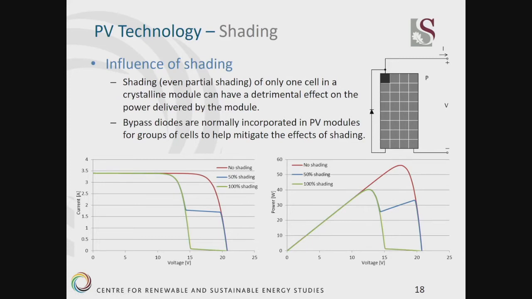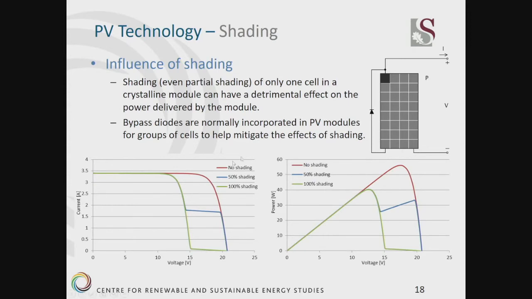A very important thing to consider when looking at an installation site is shading. So shading of even just one cell can be detrimental to the performance of your PV array or string. To mitigate this effect, bypass diodes are normally incorporated in PV modules for groups of cells to help mitigate the effects of shading.